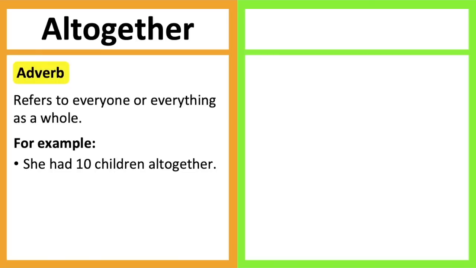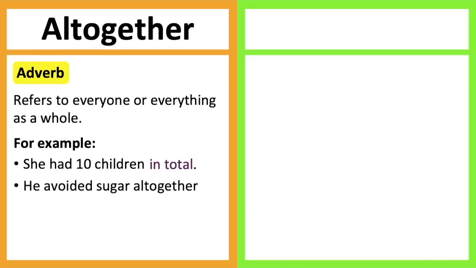So here, I can replace altogether with in total. She had 10 children in total. Another example is, he avoided sugar altogether. Again, I can replace the word altogether with completely. He avoided sugar completely.